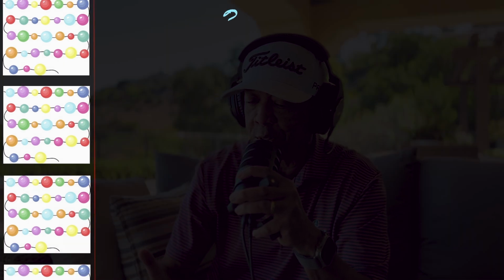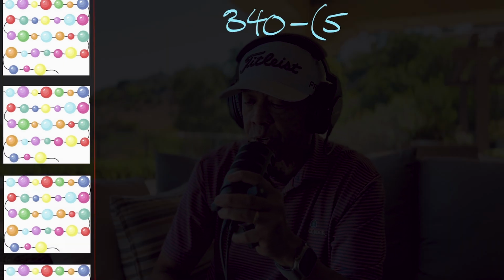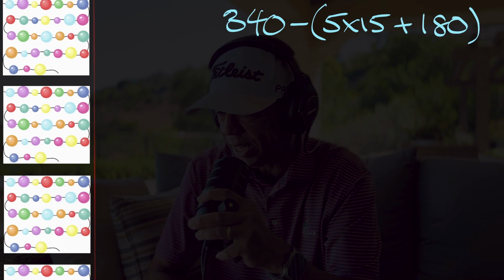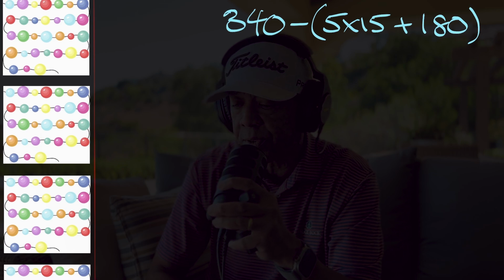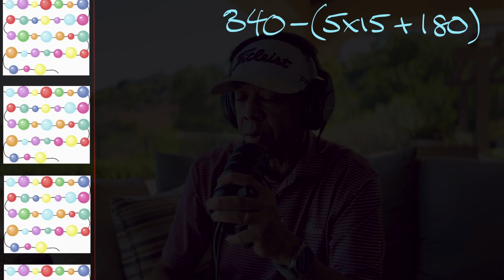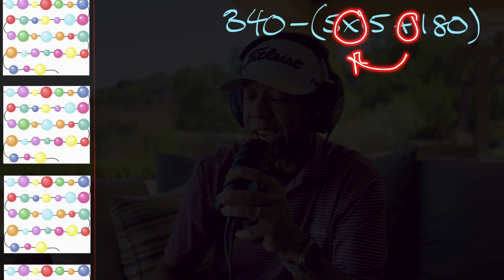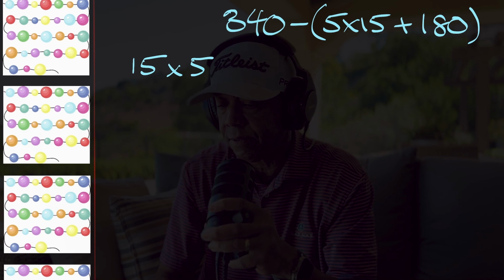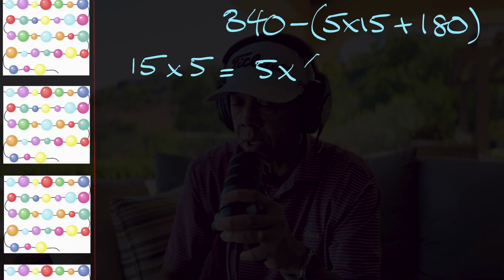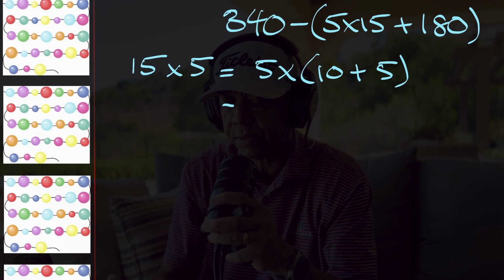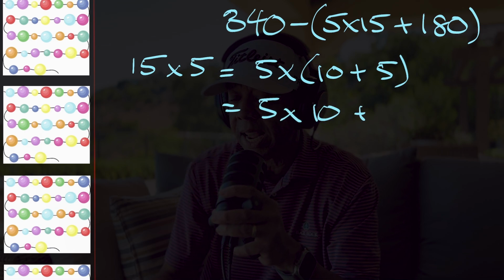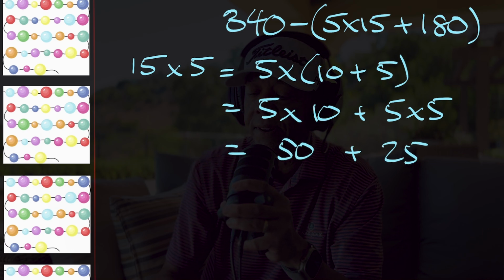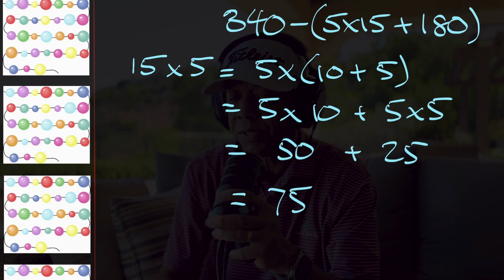You're back. I hope you did the work. We've got 340 minus, in parentheses, 5 times 15 plus 180. I want to work out the parentheses first because PEMDAS says I should. And within that, I have to take a look at multiplication over addition. So 15 times 5, I'm going to solve using the break apart rule. It's the same as 5 times 10 plus 5, which is 5 times 10 plus 5 times 5. 5 times 10 is 50, and 5 fives is 25, giving me a sum of 75.